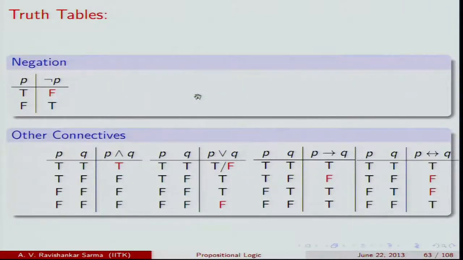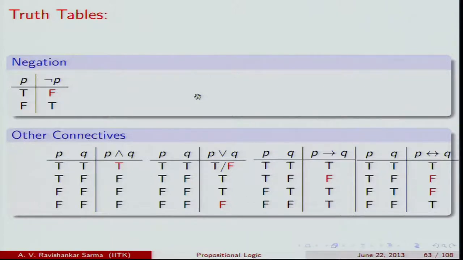So this is the one which we came up with. Negation is the simplistic one. When the proposition P is true, then the negation of P is obviously false. When P is false, obviously not P is true. If it is raining, the opposite of that is it is not raining. In the same way you can define the other connectives. I don't want to go into the details of all these things which we studied earlier.